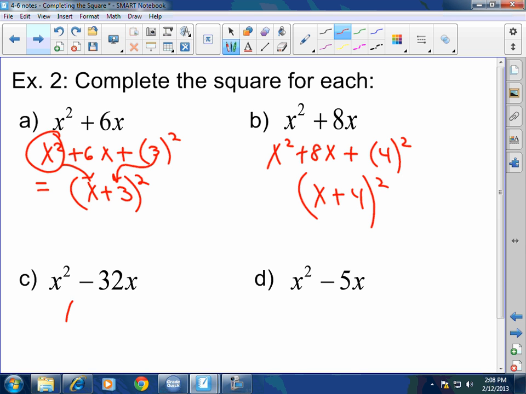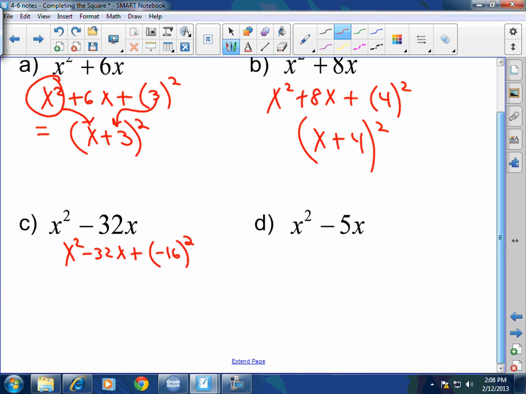This down here, x squared minus 32x plus a negative 16 squared. Notice how I put that in parentheses, guys, because I always put the b over 2 in parentheses. Now, it's x minus 16 squared. Square root of the first, and then whatever's inside of here with its sign. It was negative 16 in here, so it comes out negative 16 here.